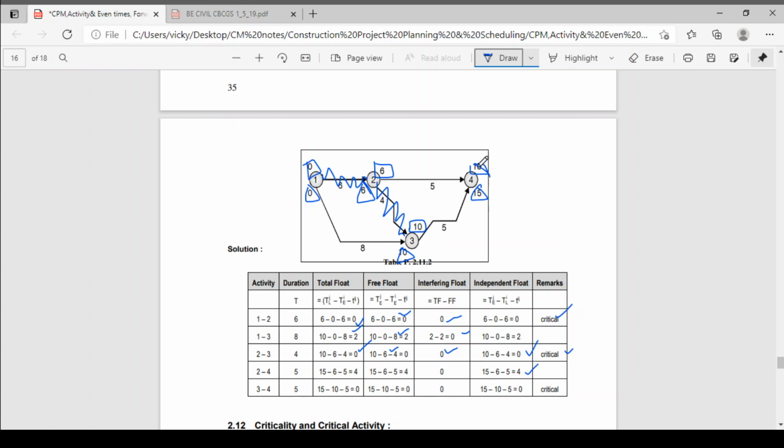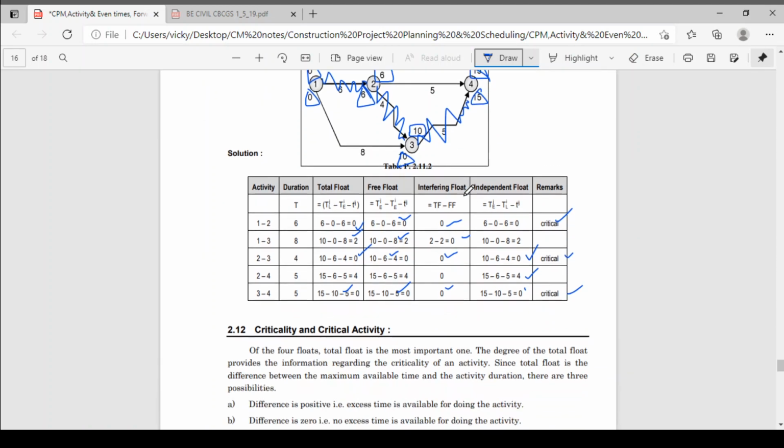Now activity 3 4. 15 minus 10 is 5, 5 minus 5 is 0. Total float is 0. Free float: 15 minus 10 is 5, 5 minus 5 is 0. Free float is 0, then 0 minus 0 is 0. Interfering float: 15 minus 10 is 5, 5 minus 5 is 0. So everything is 0. So this is the critical activity, so this is the critical path. This is the longest path of your project.